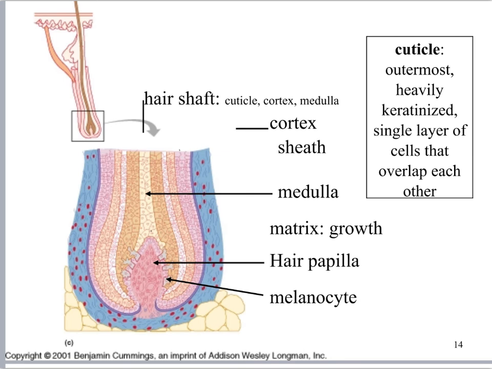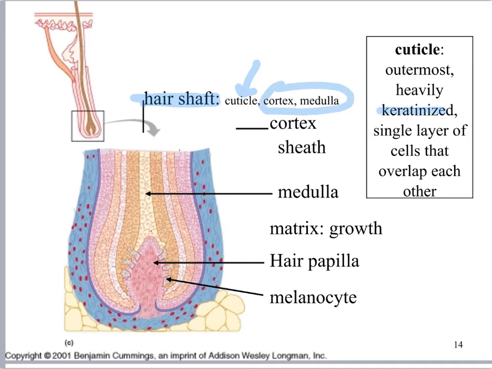All right, most of this I don't need you to know. I wanted to point out that you have a hair shaft. A lot of us are interested because we talk about cuticles. So the cuticle is the outer edge of the hair. Same thing with the nail. It's going to be the outer edge. And like anything, you've got a cortex and medulla, whatever.